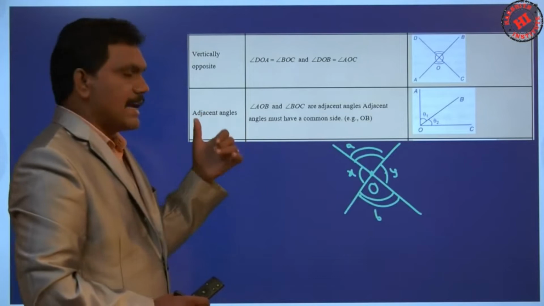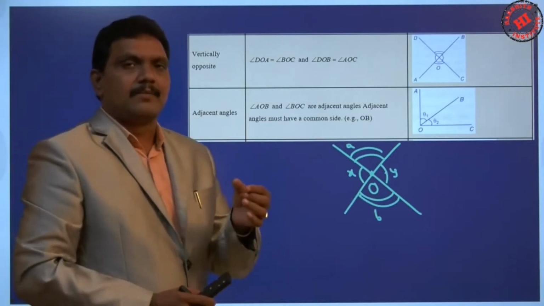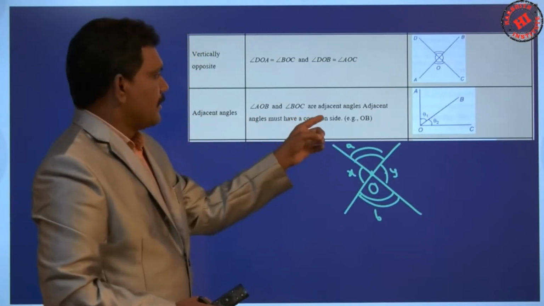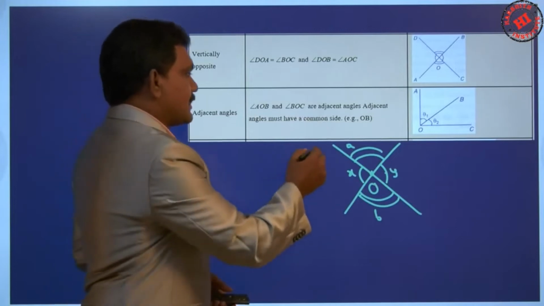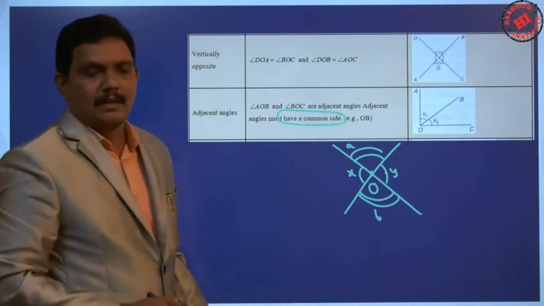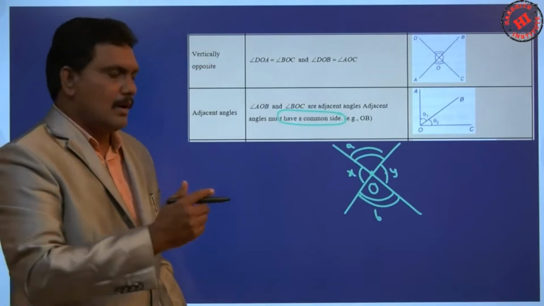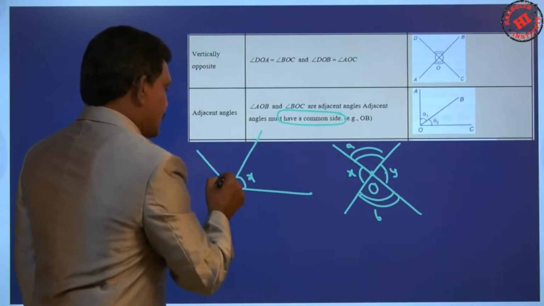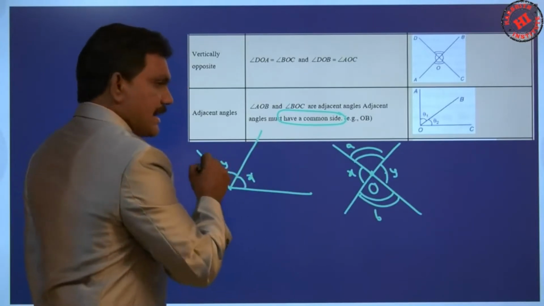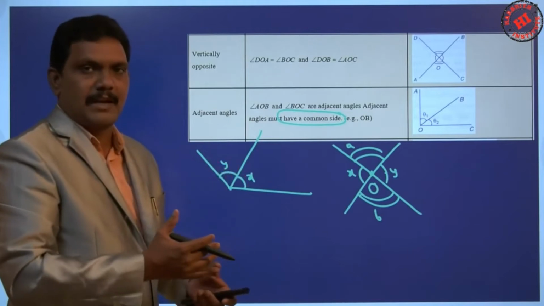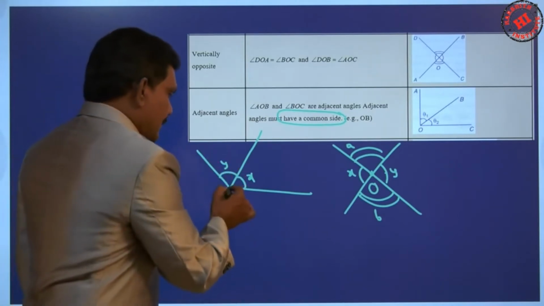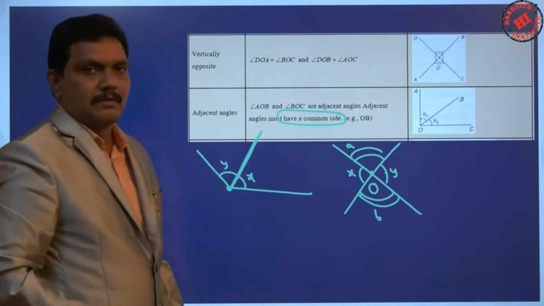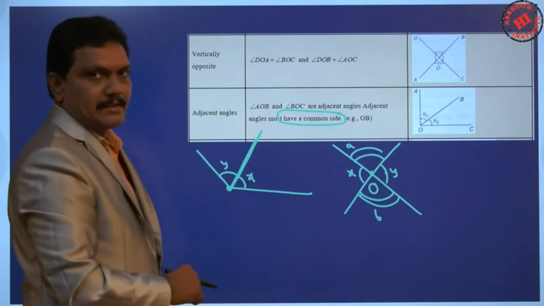Next, adjacent angles. Adjacent angles means they have a common side. Angle AOB and angle BOC are adjacent angles. Adjacent angles must have a common side. This is X and this is Y. Since the two angles are adjacent, neighbors, side by side, they should have a side common. This pair is called adjacent angles.